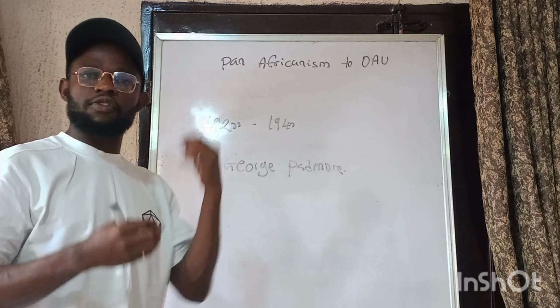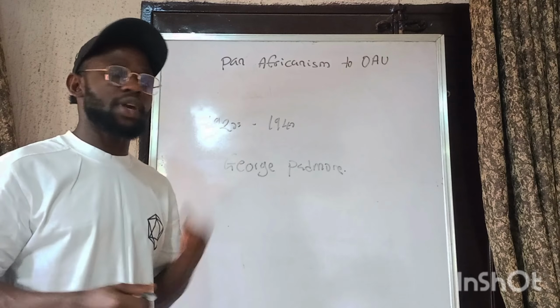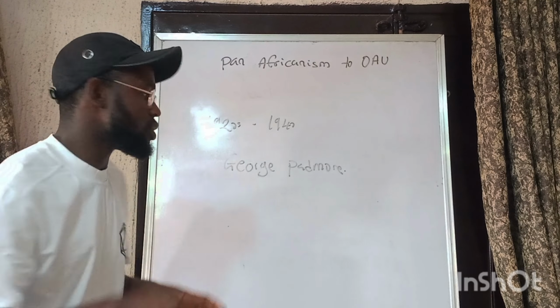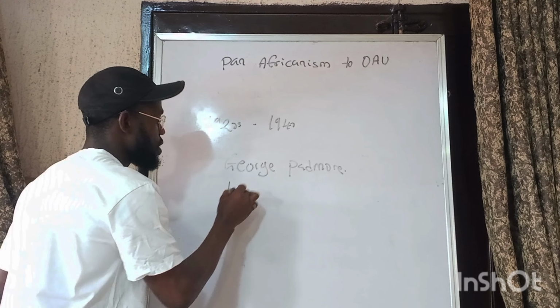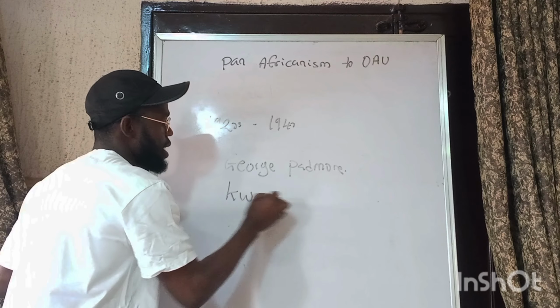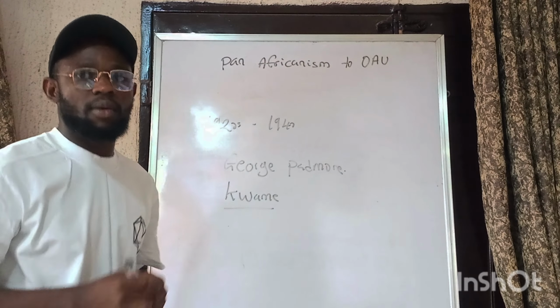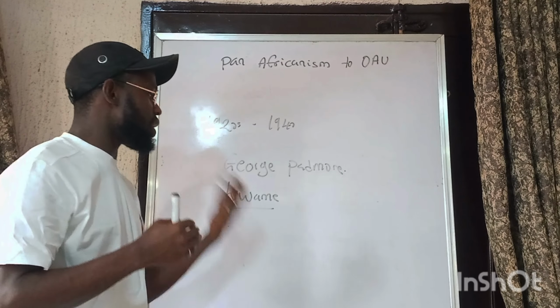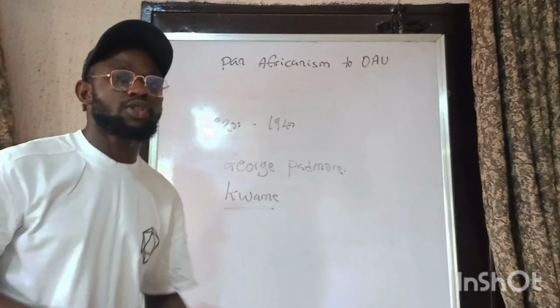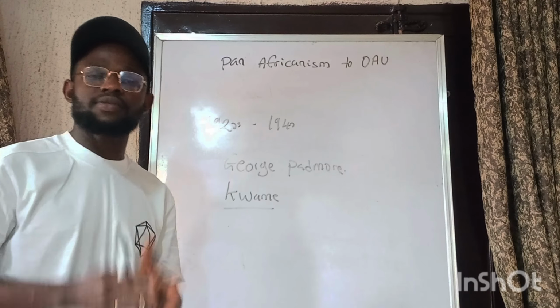Kwame Nkrumah was the first black president of a country called Ghana. But don't stress yourself because of your exam. Remember a name called Kwame. Okay, but beside that, Leopold Senghor was also the first black president of Senegal.